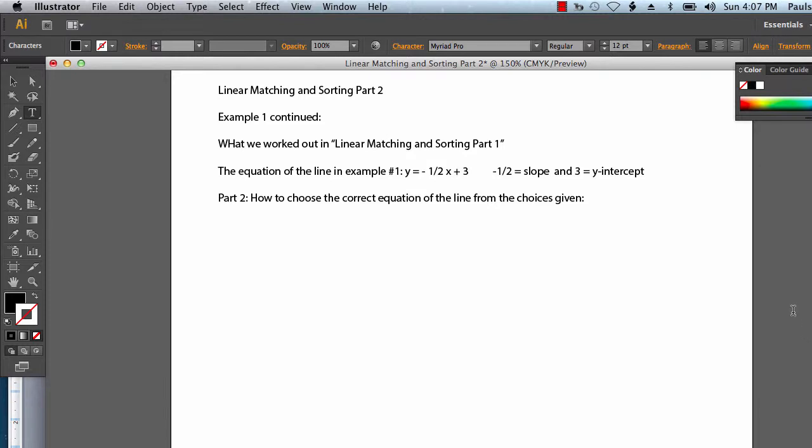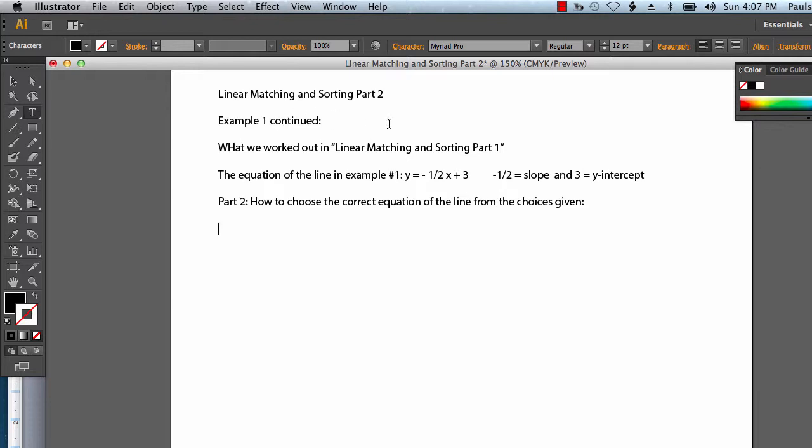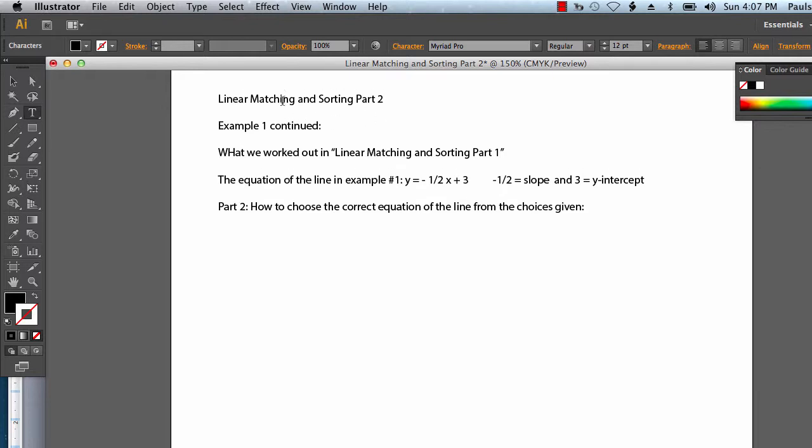Okay, so in part one, we figured out where's the top? This video is linear matching and sorting part two for problem one. What we figured out in part one was the equation of the line, which is y equals negative 1/2 x plus 3, where the slope is negative 1/2 and the y-intercept is 3. And I explained how to get the slope in three ways, really, and I explained what the y-intercept was.